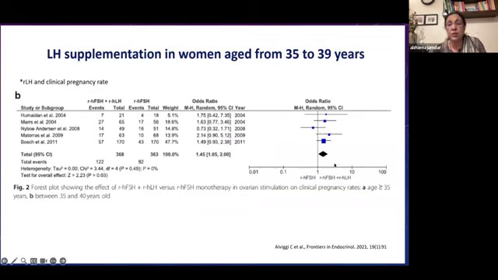Most of the studies on this forest plot show that the moment we add LH, the diamond shifts to the right. So we get more clinical pregnancy rates than with FSH monotherapy in ovarian stimulation.